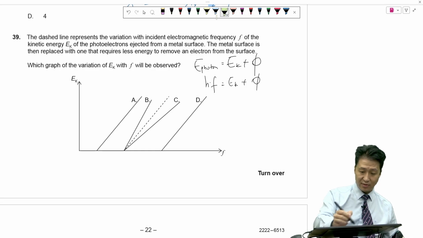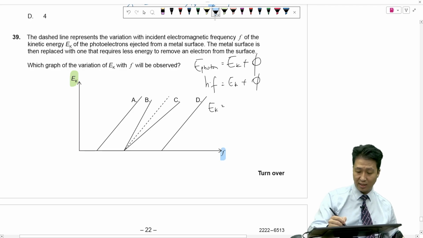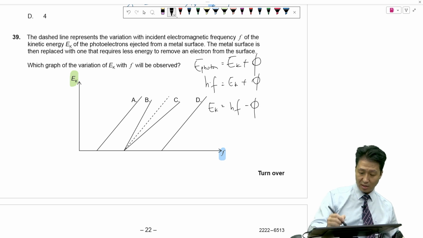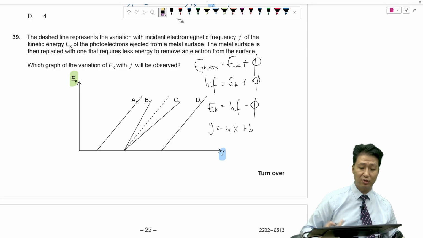So in this graph, the kinetic energy is the y-axis. So let's put the kinetic energy on the left. The frequency is the x-axis. So you put negative hf and minus the work function. This is in the form y equals mx plus b. h is the slope, which is Planck constant, and the work function, which is the energy required to escape, is the y-intercept. The Planck constant, being the slope, is important.